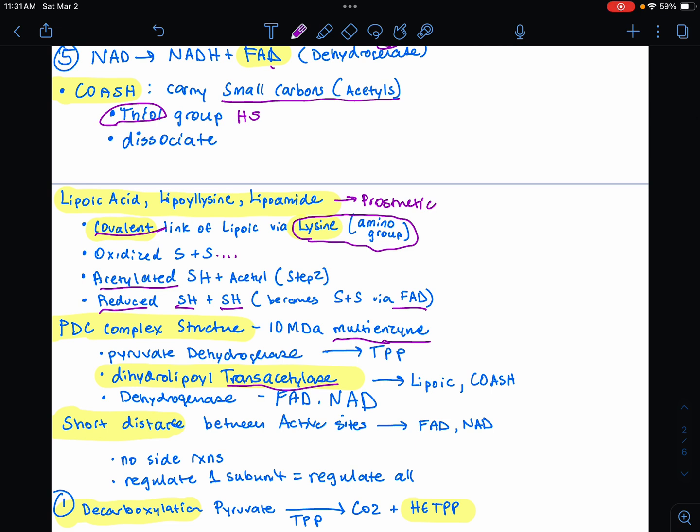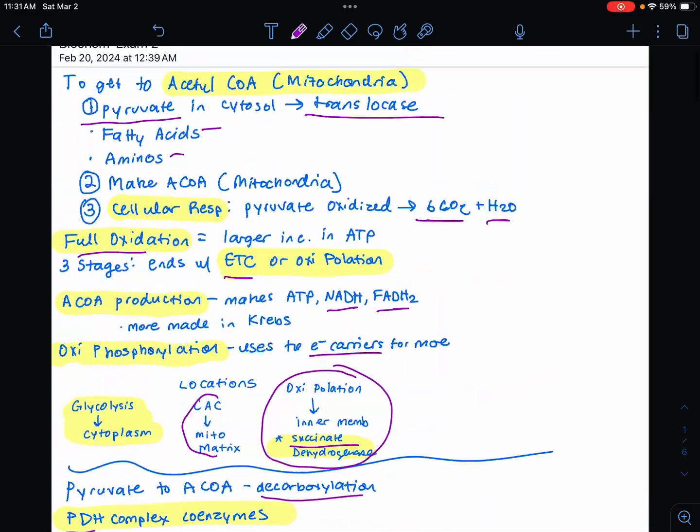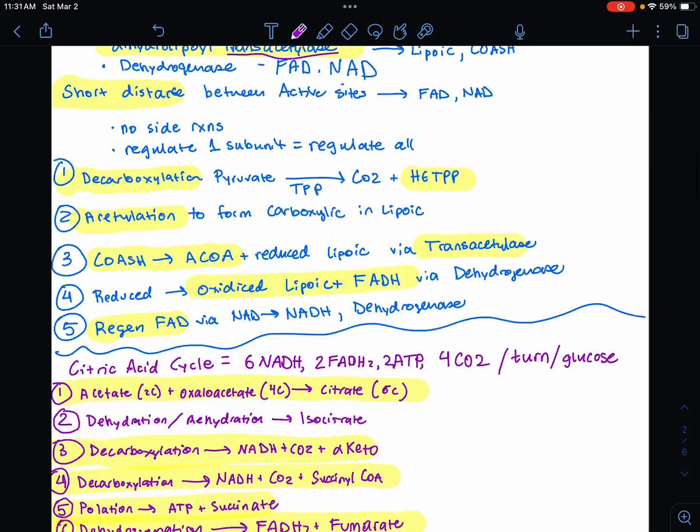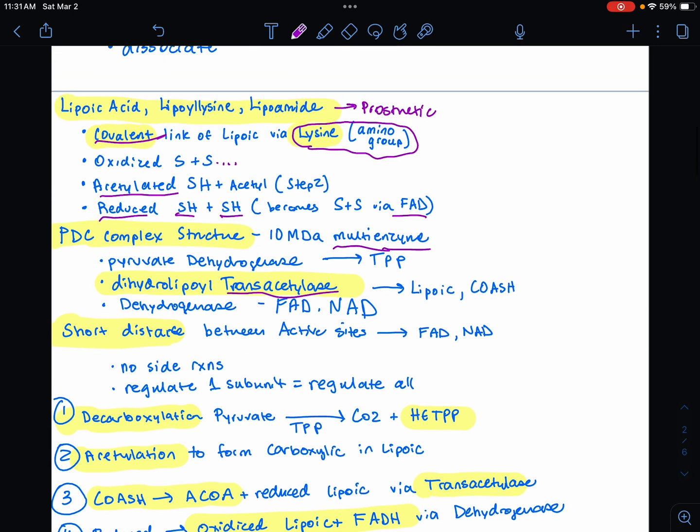The different coenzymes and cofactors that are needed: again, pyruvate dehydrogenase needs the prosthetic group TPP. Dihydrolipoyl transacetylase needs the lipoic acid prosthetic group, as well as the CoA co-substrate. Dehydrogenase, the third enzyme, will need our FAD, which is again a prosthetic group, and then our NAD, which is a co-substrate.